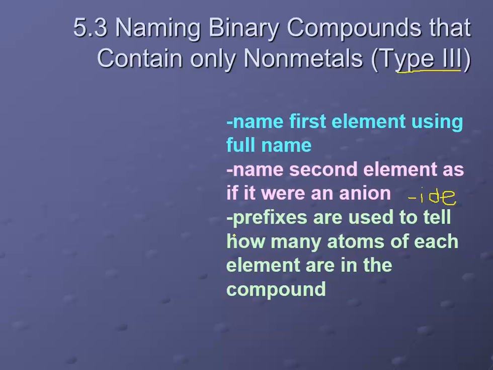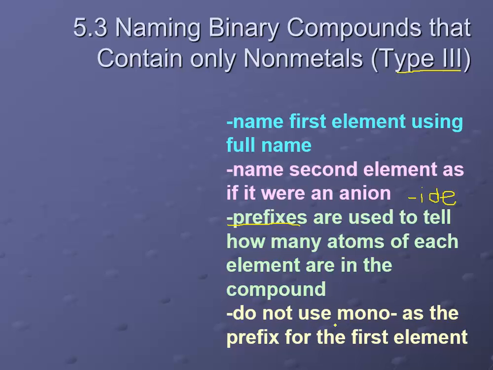Then we're going to use something called prefixes. And what the prefixes do is they tell us how many of the atoms of each element are in the compound. And there's some rules and do's and don'ts with that, but we'll look at those as we go through.